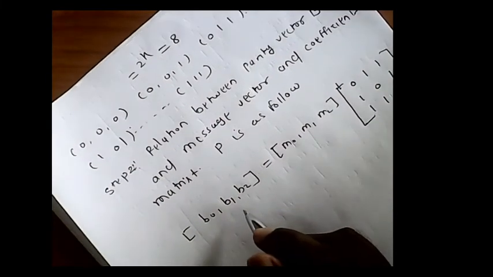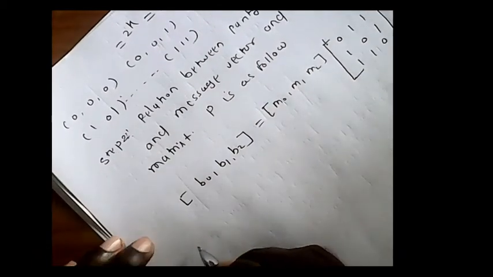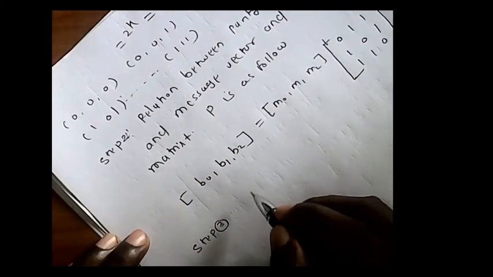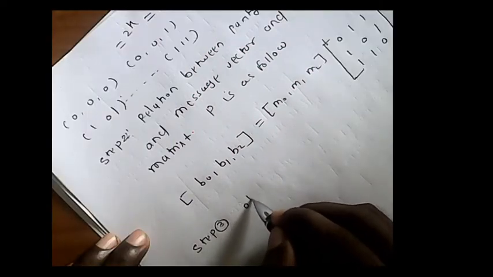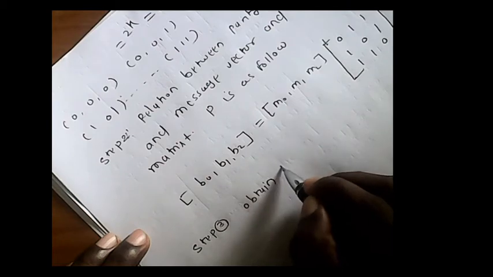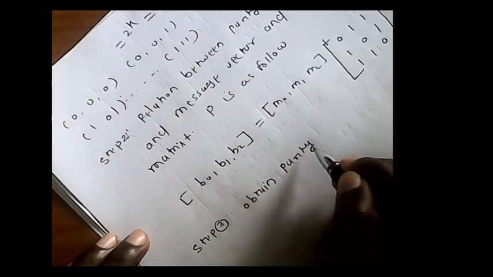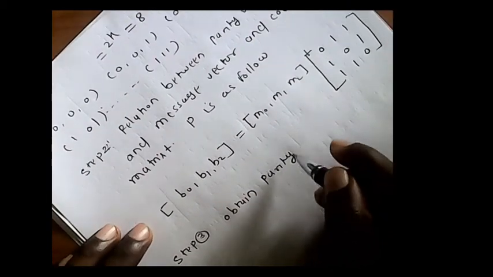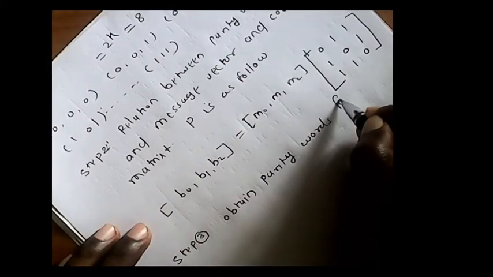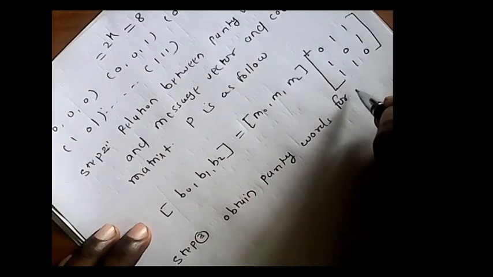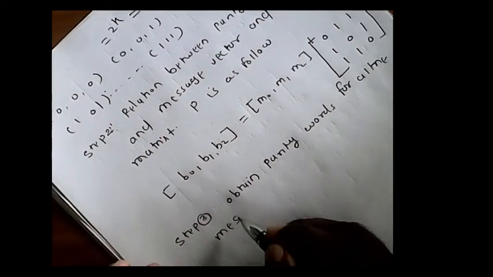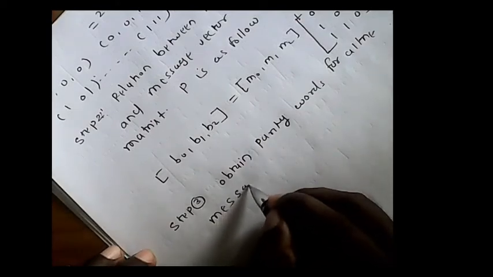Now, step 3: to obtain the parity words for all the message vectors.